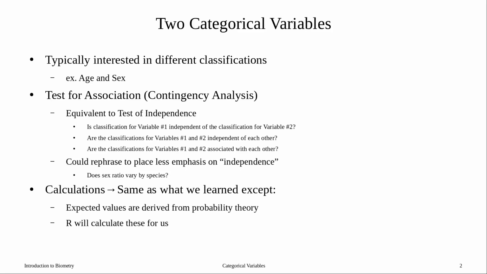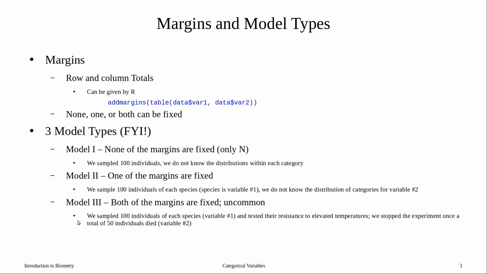The calculations that we can use are the exact same as what we use for goodness of fit tests. So if we do a chi-square contingency analysis, we utilize the same equations as a chi-square test. If we're doing a g-test contingency analysis, then we use the exact same equations as a g goodness of fit test. The expected values are going to be derived from probability theory. So our assumption, our null hypothesis, is that our variables are independent of each other. Are we going to calculate these by hand? Nope. R will do it for us.